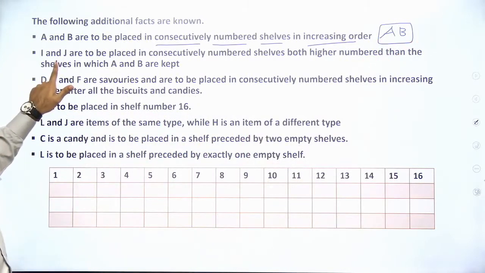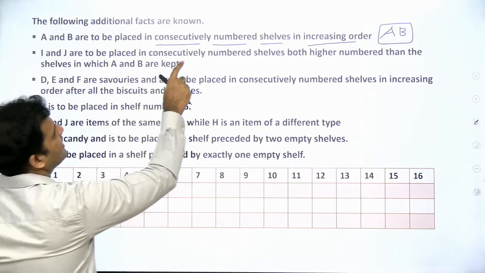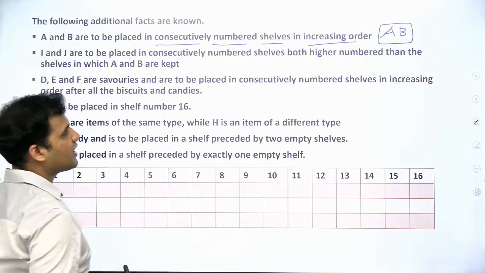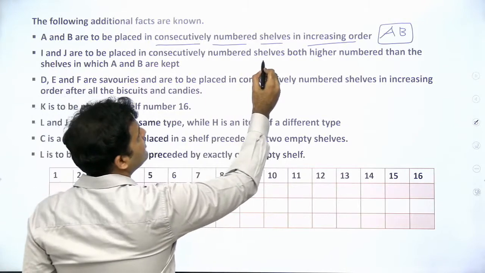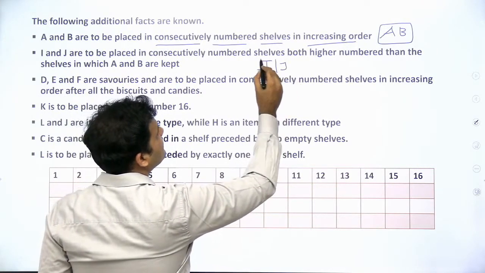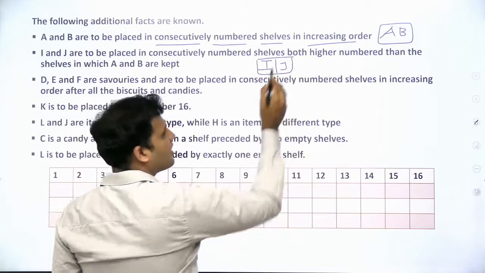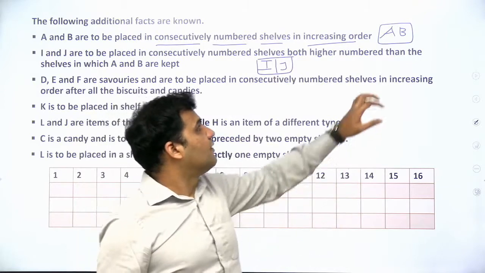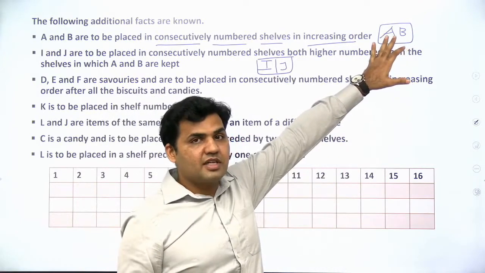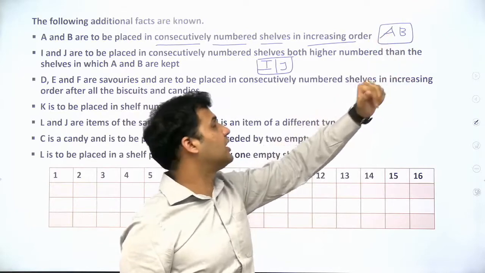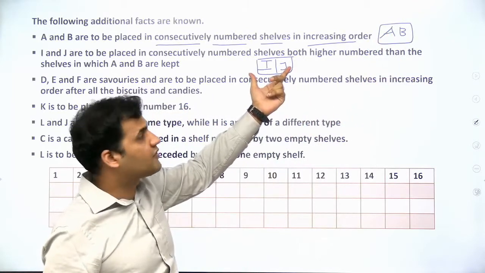Next it says I and J are to be placed in consecutively numbered shelves, both higher number than the shelf in which A and B are kept. That also tells me that I and J are also of the same type of items. Either they are biscuits or they are candies or they are savories. We also do not know if A and B are biscuit, candies or savories. So A and B are the same type of items. They have to be clustered together. I and J are also the same type of items.